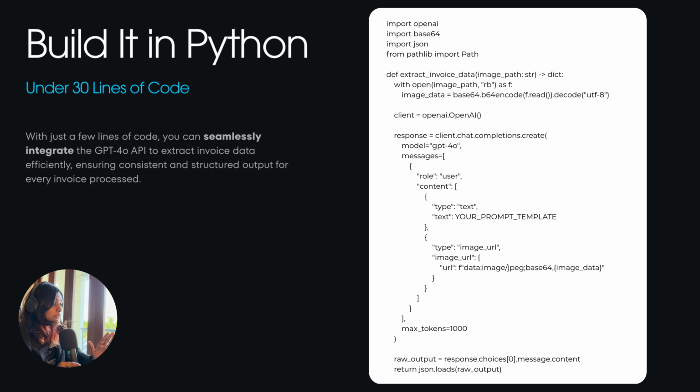Then comes the API call. The actual API call is pretty straightforward. Convert the invoice to a base64 image, pass it to GPT-4 with your prompt, get structured JSON back. It's as simple as that. Under 30 lines of Python. If you're working with PDFs, there's a library called pdf2image that can handle the conversion cleanly.